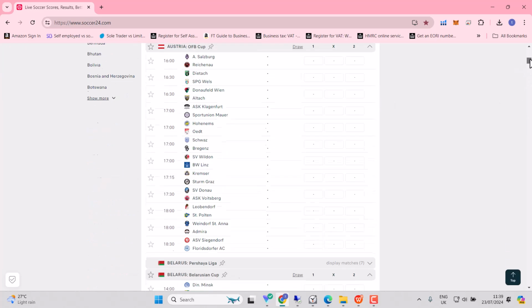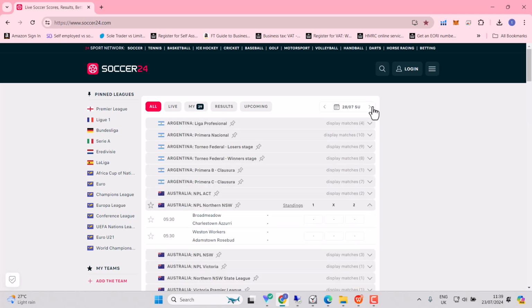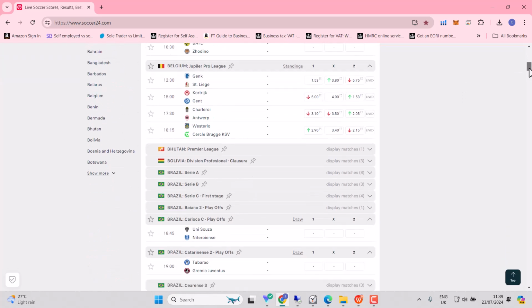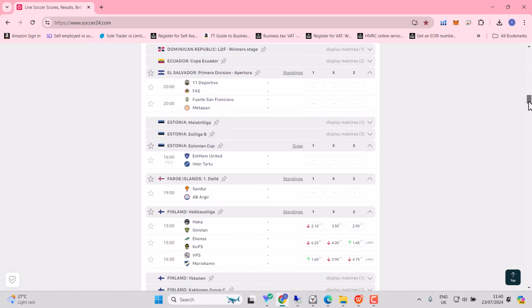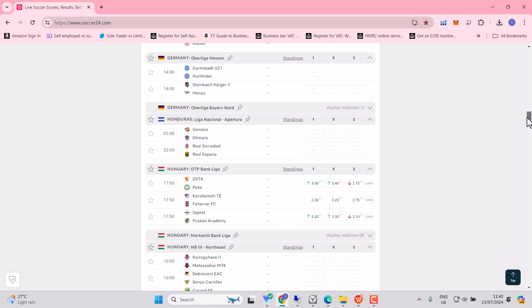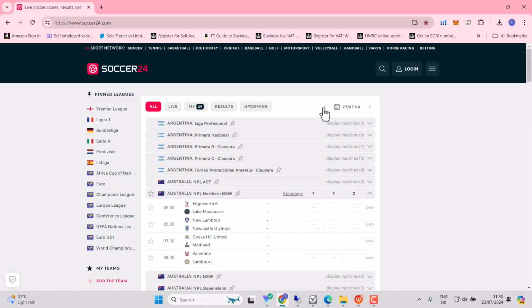I can't show you any at the moment because we don't have any of the elite football on where the previews are presented to us. As you can see, Australia and all the rest. But once the season begins, you will have previews available at soccer24.com. I would recommend you read them. Brilliant, brilliant free research.